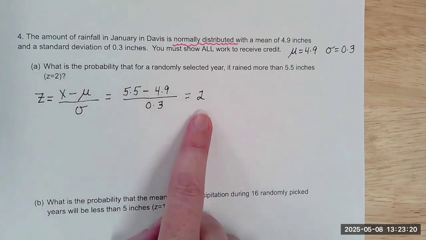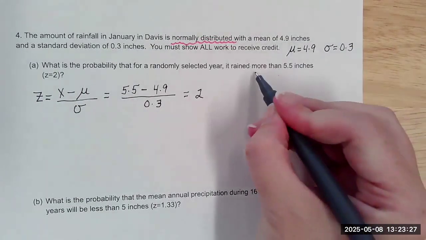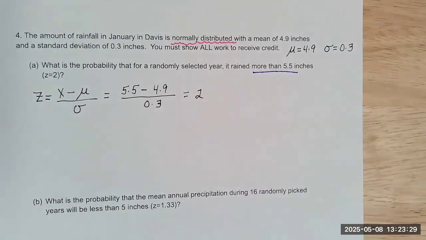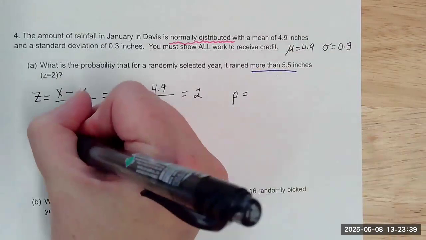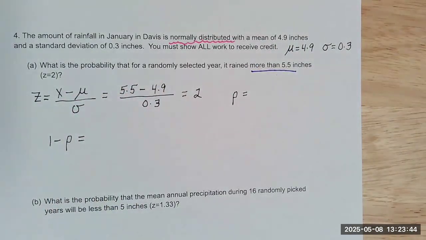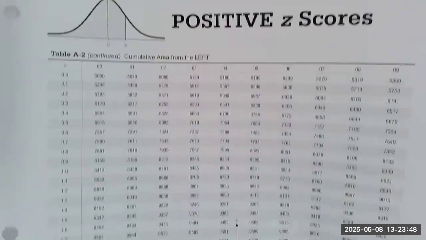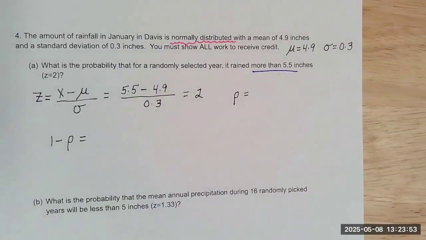Now, that's just the Z value, though. The question says, what's the probability that it rained more than 5.5 inches? If I take that Z value, I'm going to have the wrong answer. I have to do 1 minus whatever the P value is that I get. So I'm going to go find the P value, and then do 1 minus that P value for my actual answer. So Z is equal to 2. That P value is 0.9772.